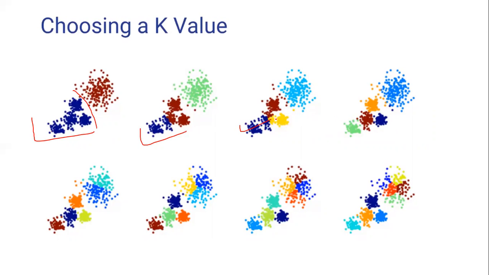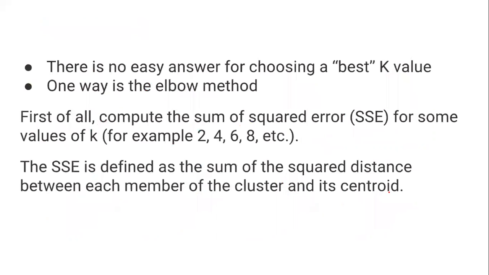Okay, there is no red. I can do five clusters. I can do six clusters. I can do seven clusters. I can do 10 clusters. So which value to choose? So there is a method. There is no easy answer for choosing the best value of k. There is one elbow method, right?